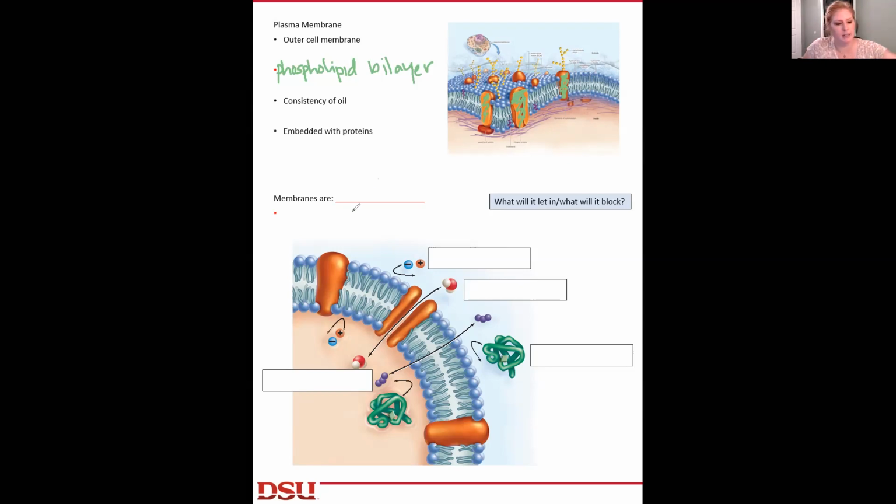So again, these membranes are selectively permeable, kind of stuck up, right? They only let some things in or out. That means that only some molecules can freely enter the cell, as in they don't need the help of proteins. They can just come and go as they please without having any assistance.